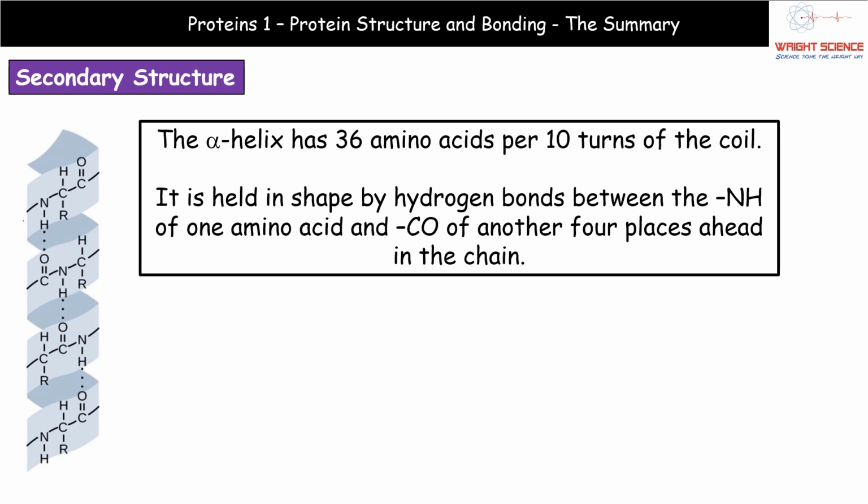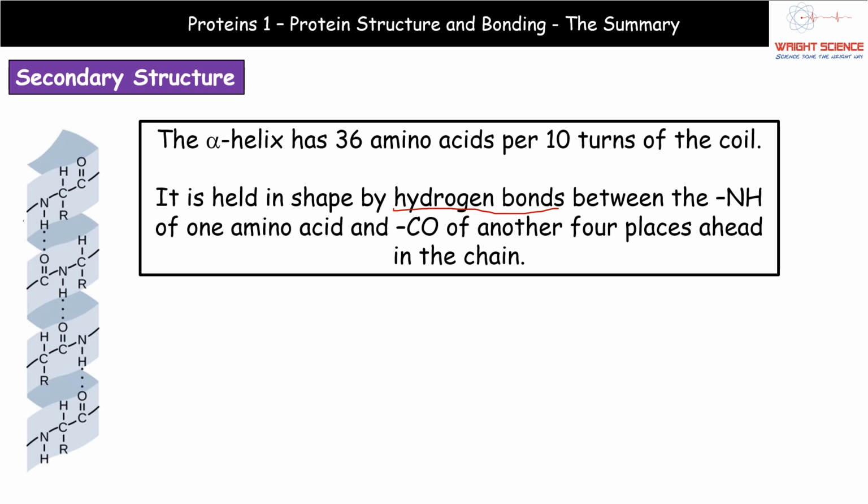Now, we've said it's going to coil, but it's not just going to sit there because it feels like it. It's going to have to be held in shape by a certain type of bond. And we're coming back to our good old friend, the hydrogen bond. Now we can see these in a little diagram by the little dotty lines between the NH, okay, so between our nitrogen joined to a hydrogen there, and the carbon double bonded to the oxygen.